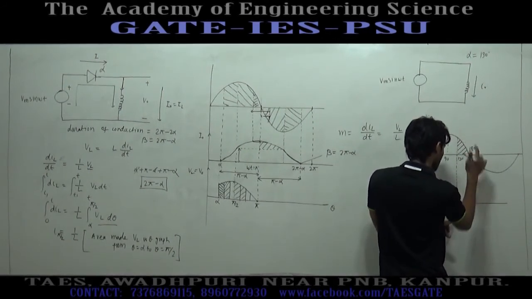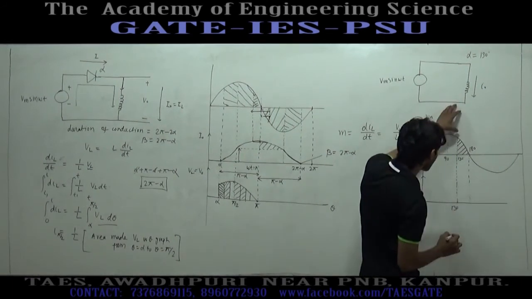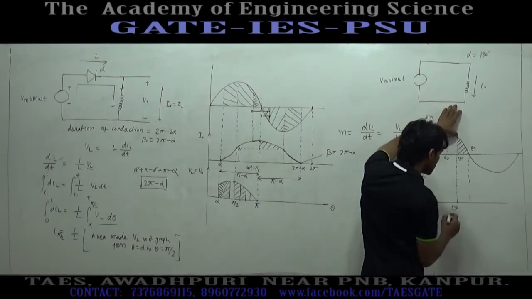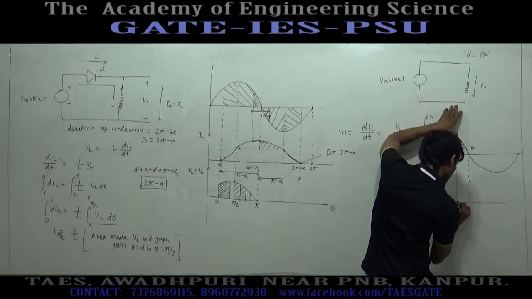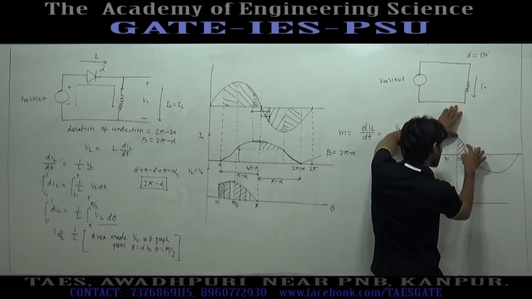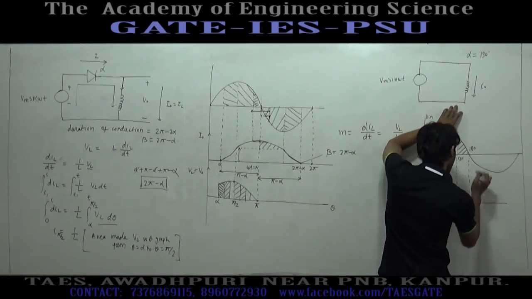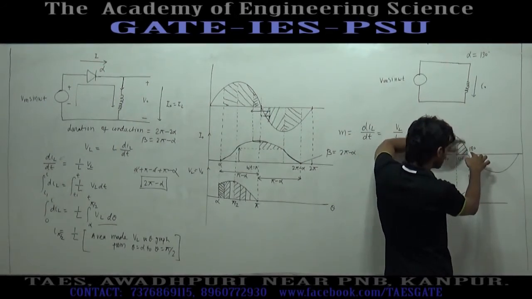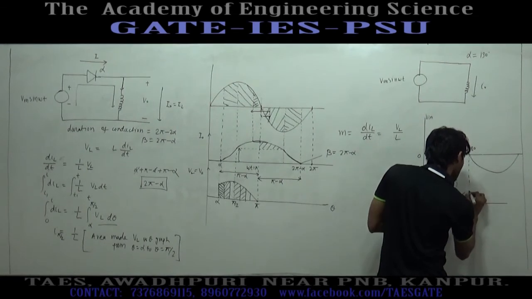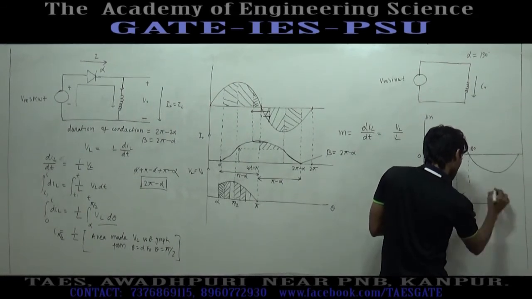since the inductor voltage is positive and maximum at this point, the slope of inductor current will be maximum at this point, and as the inductor voltage is decreasing, the slope of inductor current will be decreasing. Inductor voltage is 0 at this point, so the slope of inductor current will be 0 at this point. So, the graph will be parallel to the x axis.